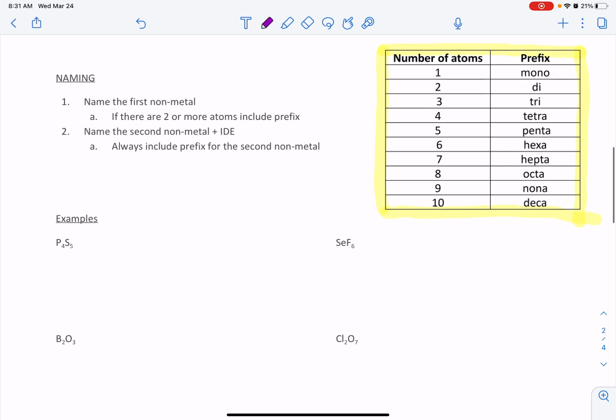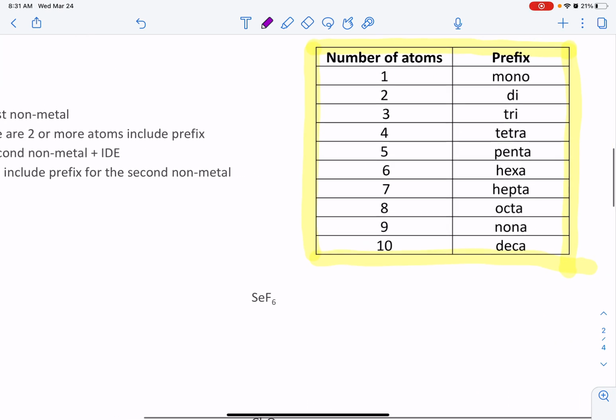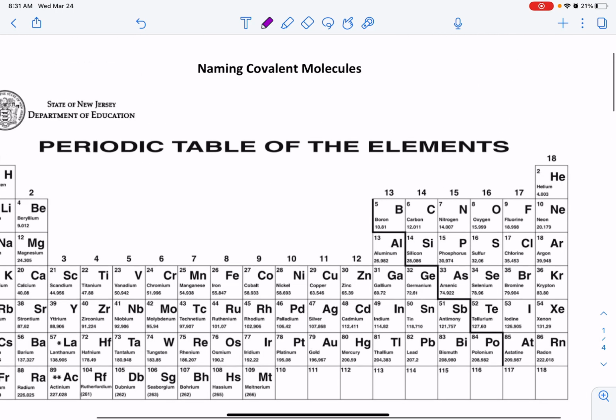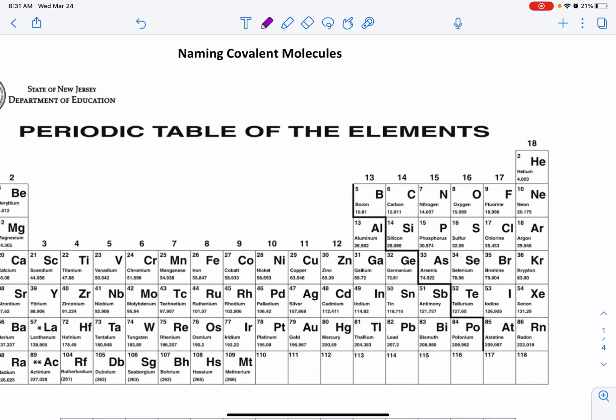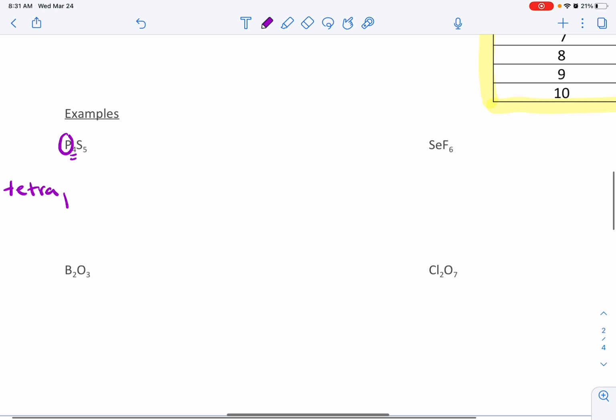So let's take a look at this one, P4S5. Okay, so I have a 4 here. So looking at my table, I know 4 is tetra. So I'm going to write down tetra. And then I need this element, P. If we don't know it off the top of our head, we look at our periodic table and see this is phosphorus. So I'm going to write this as one word, tetraphosphorus.